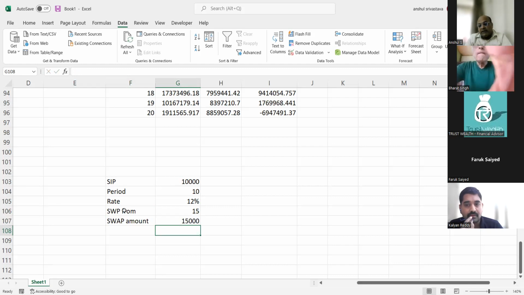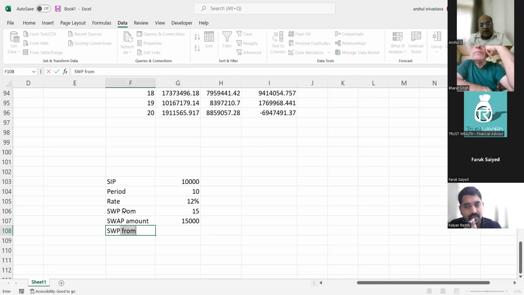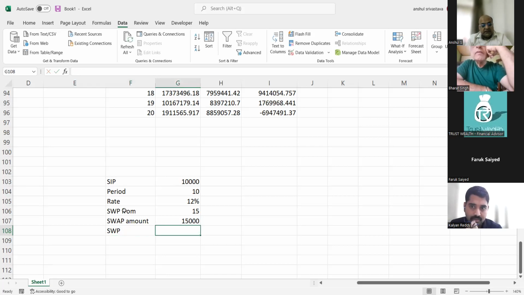Now, what do we want to calculate here? At what rate should it be invested? The SWP rate is about 8%. SWP ka rate is 8%, in return after these 10 years. Correct, sir.